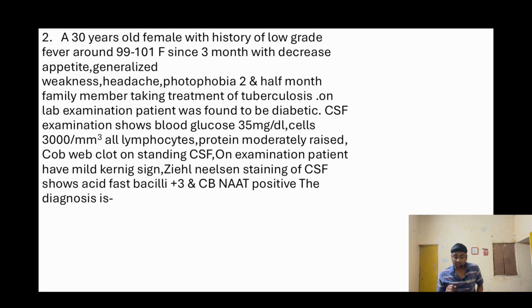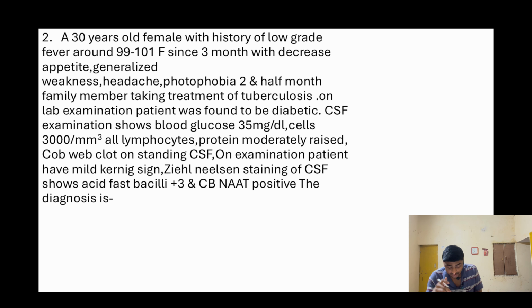CSF examination shows blood glucose of 35 milligram per deciliter, and the predominant cell type is lymphocytes, and the protein is moderately raised. Cobweb clot on standing CSF. And on examination, the patient has a mild Kernig sign, and the Ziehl-Neelsen staining of CSF shows acid-fast bacilli, which is +3, and CBNAAT positive. We have to find out the diagnosis.